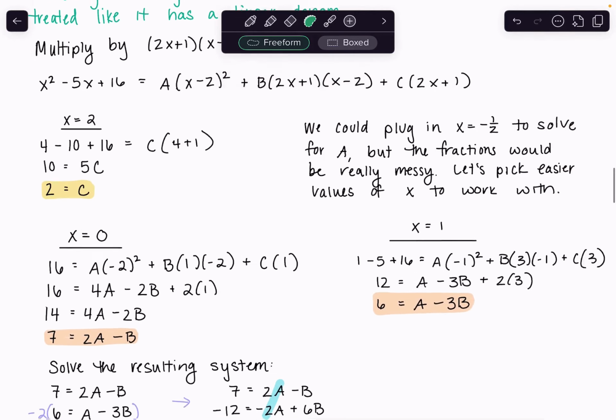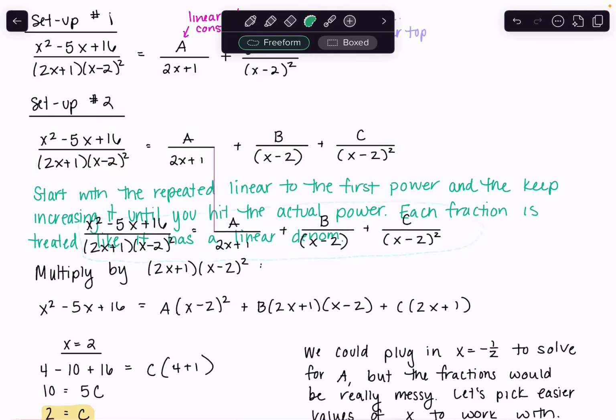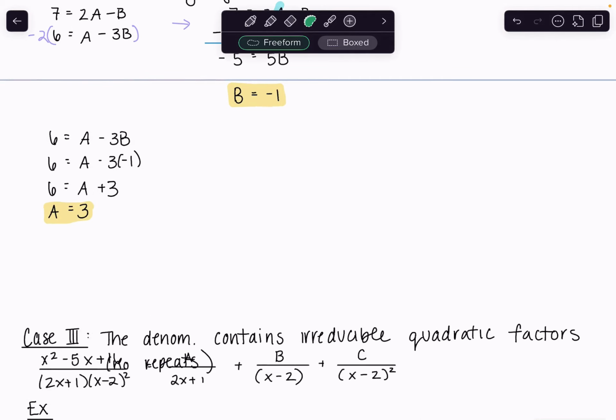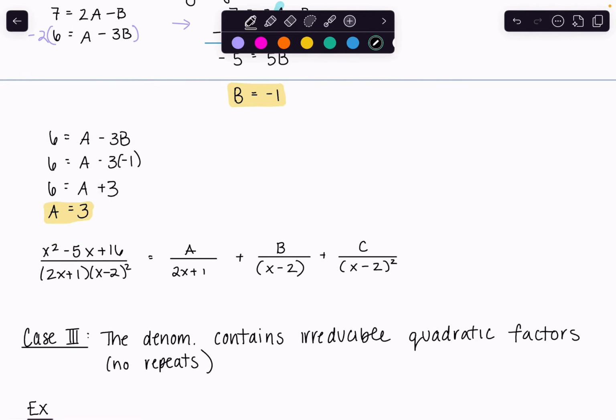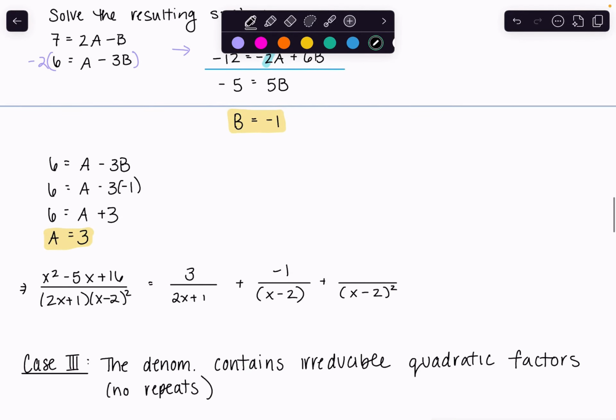So this was our partial fraction decomposition all the way back up here. But now I know each of these values. A is 3. B is -1. And then our value of c, we solved back up there. That is 2.